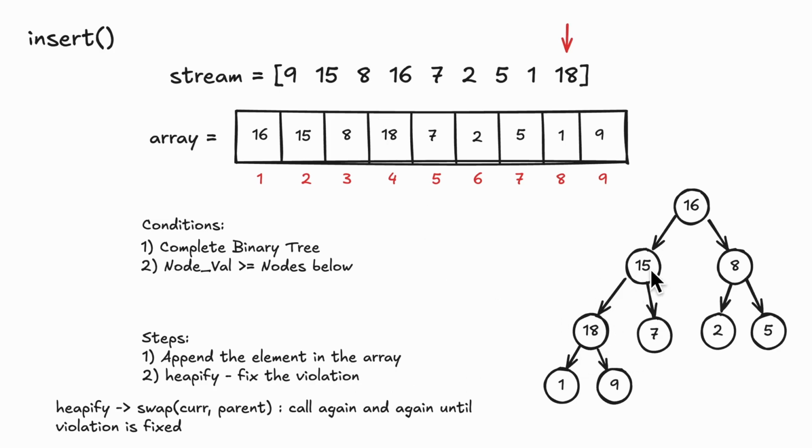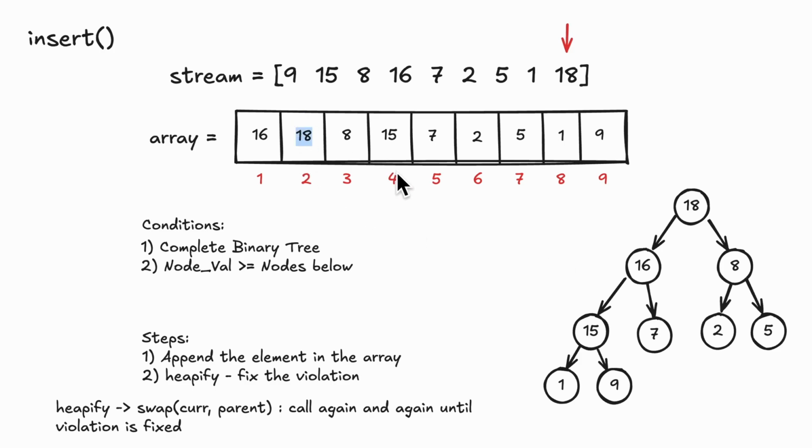Done. Still the condition is violated because 15 is less than 18. So 15 will come over here and 18 will come over here. So we have to swap 15 and 18. Done. Now again the condition is violated because 16 is less than 18. So we have to swap them. Done.